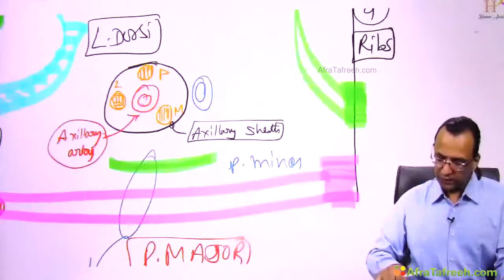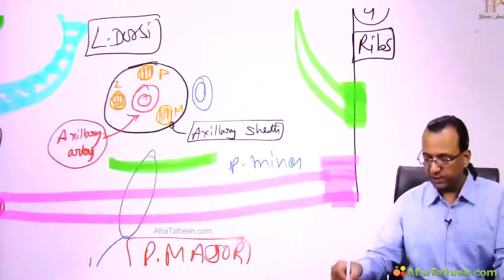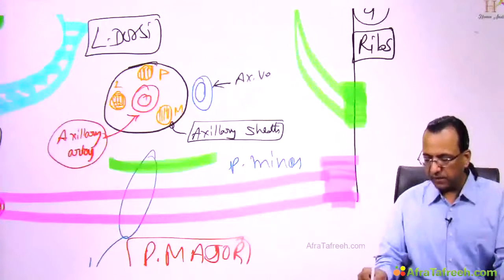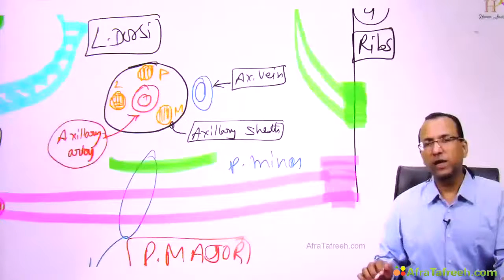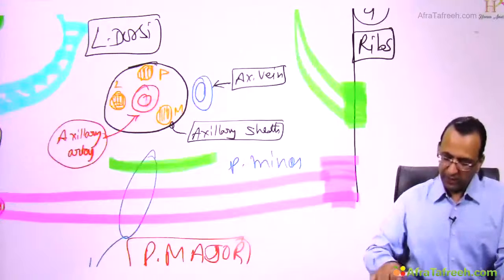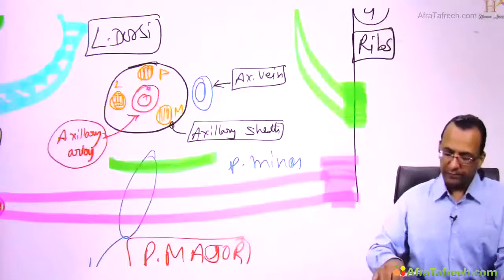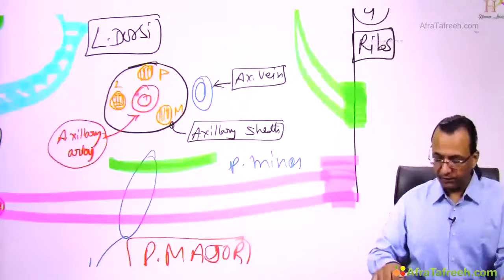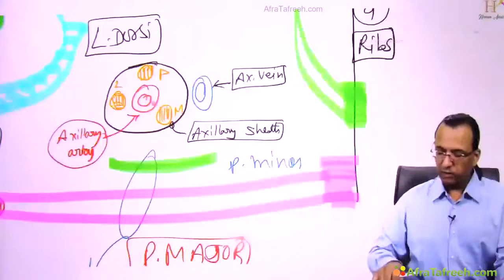Are you trying to say that the axillary vein is outside the axillary sheath? Yes, remember this: the axillary vein is outside the axillary sheath. Then what is inside the axillary sheath? The artery and the related cords of the brachial plexus. If it is behind the artery, it is the posterior cord of the brachial plexus. If it is lateral to the artery, it is the lateral cord, and if it is medial to the artery, it is the medial cord of the brachial plexus.